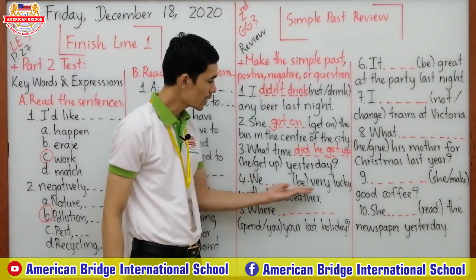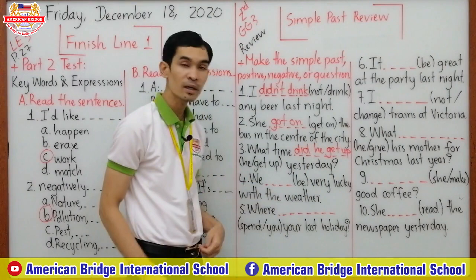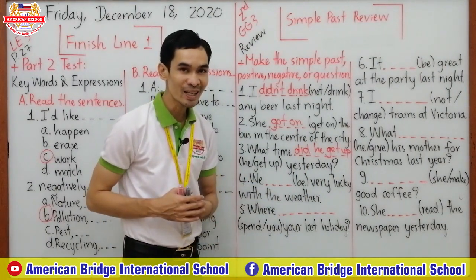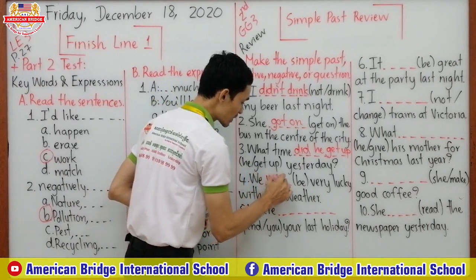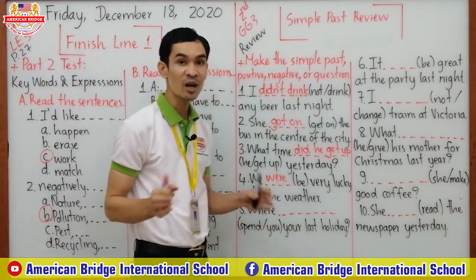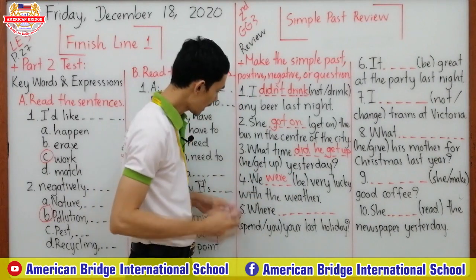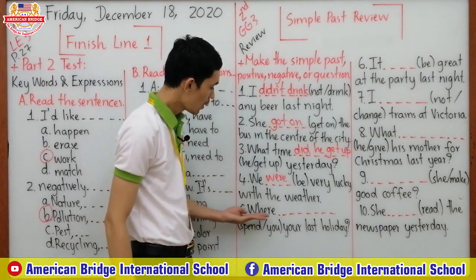Number 4: We blank very lucky with the weather. So we use with what, everyone? We use with were. Very good. I told you since the beginning of this video, right? Okay, how about number 5?